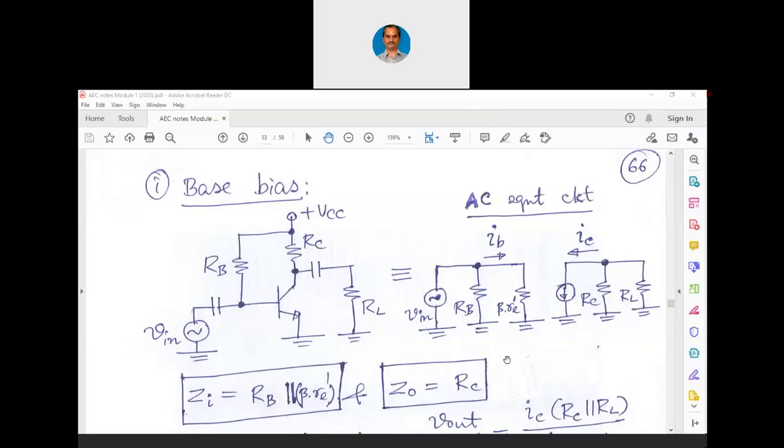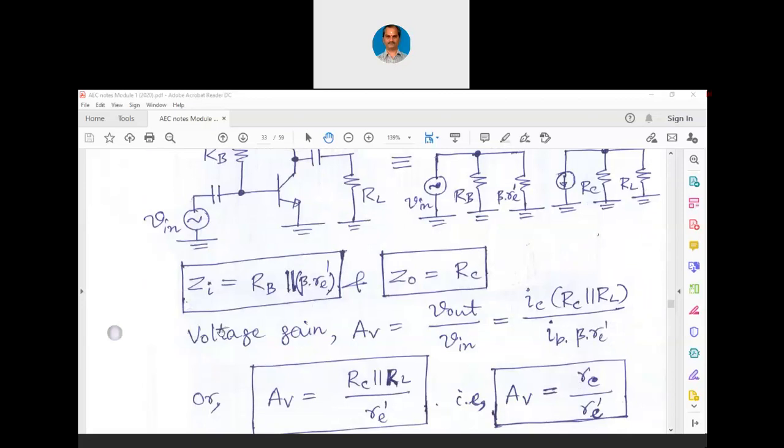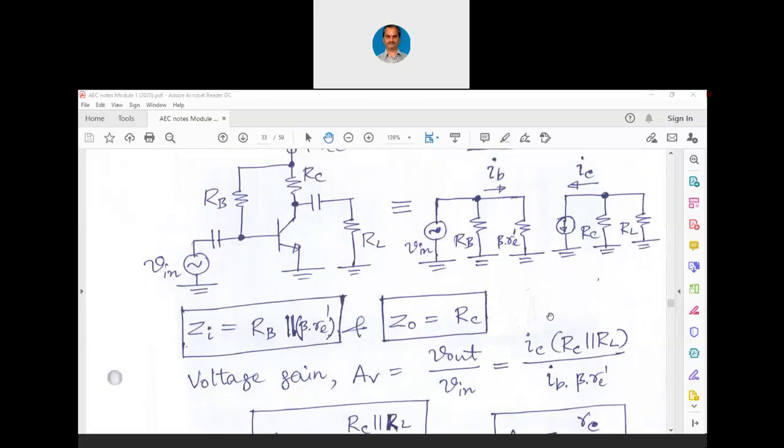So I discussed the input impedance and output impedance. Now let us find out the voltage gain. The voltage gain AV is nothing but V out divided by V in. Now what is V out? V out is nothing but IC into RC parallel with RL. Collector current IC is nothing but the AC current now, and we have that collector resistance RC in parallel with load resistance RL. So voltage is nothing but current into resistance, IC into RC parallel with RL.